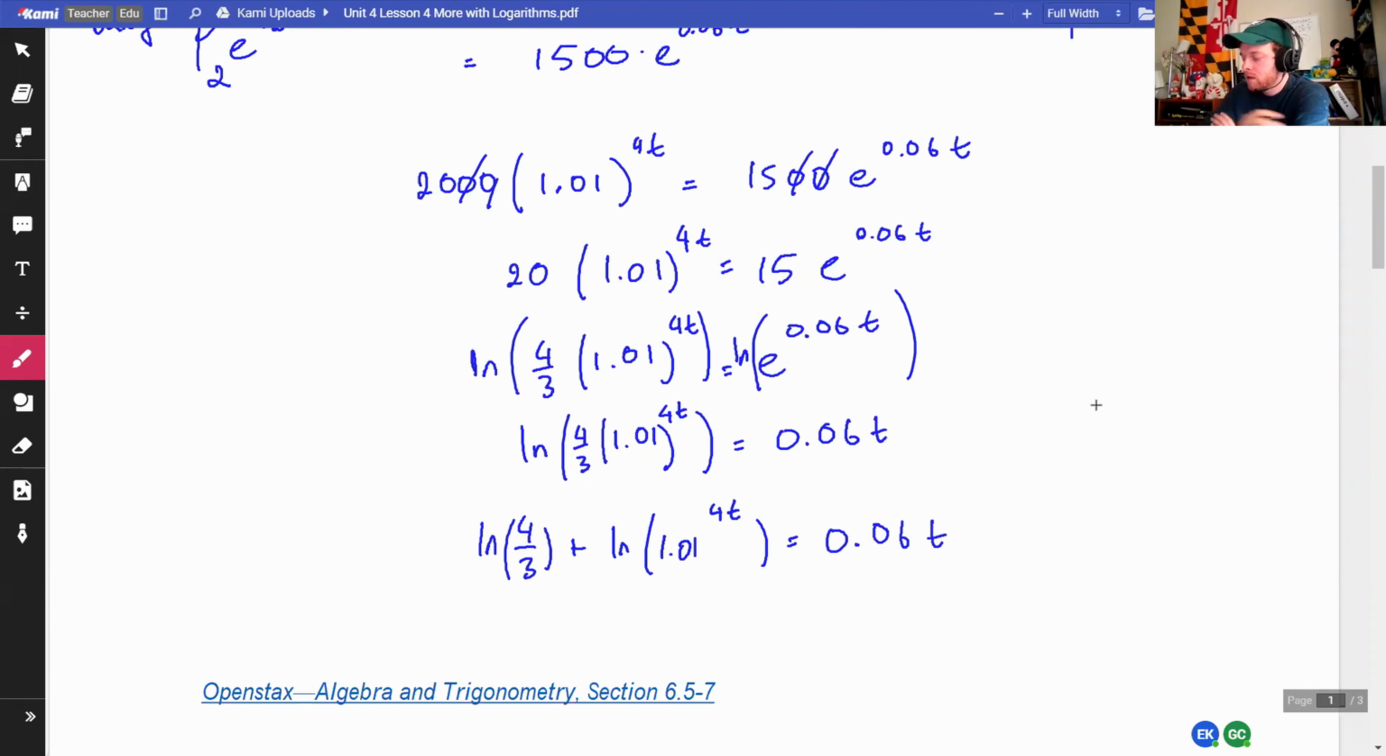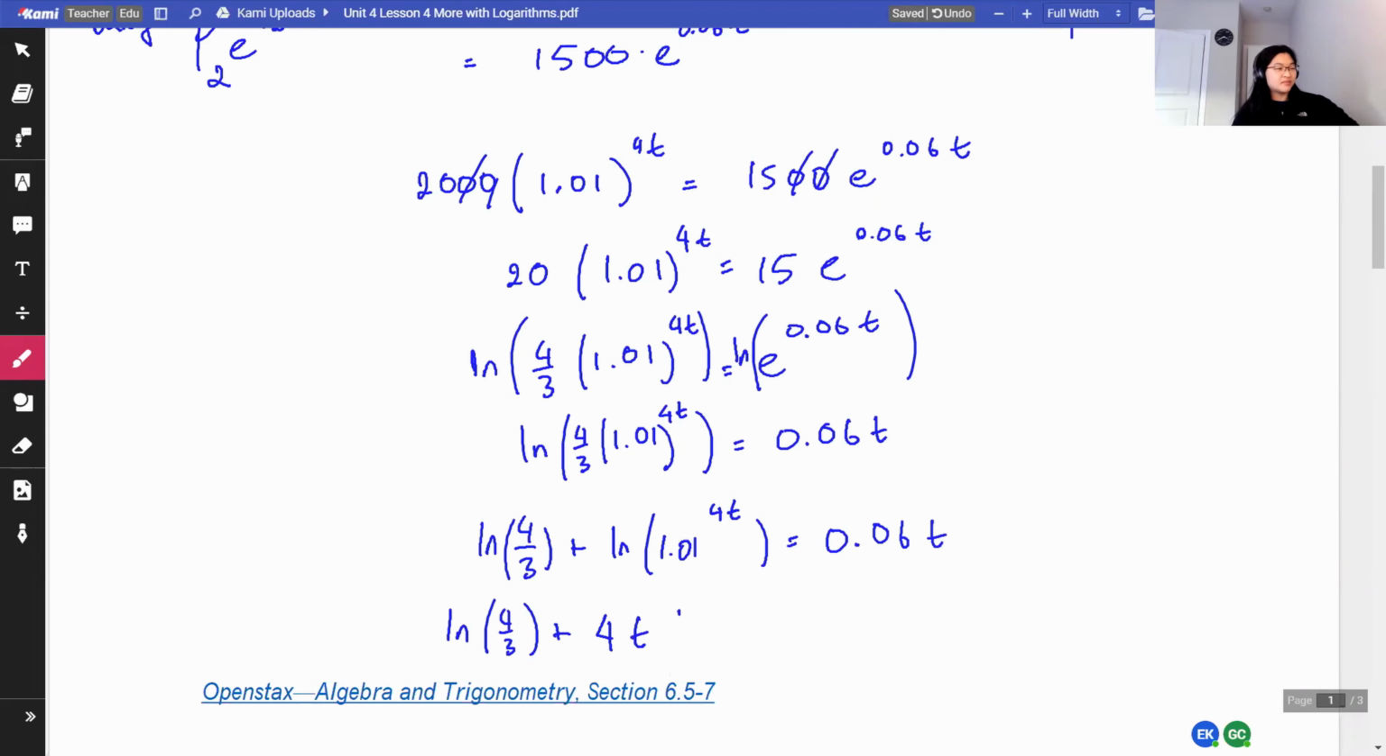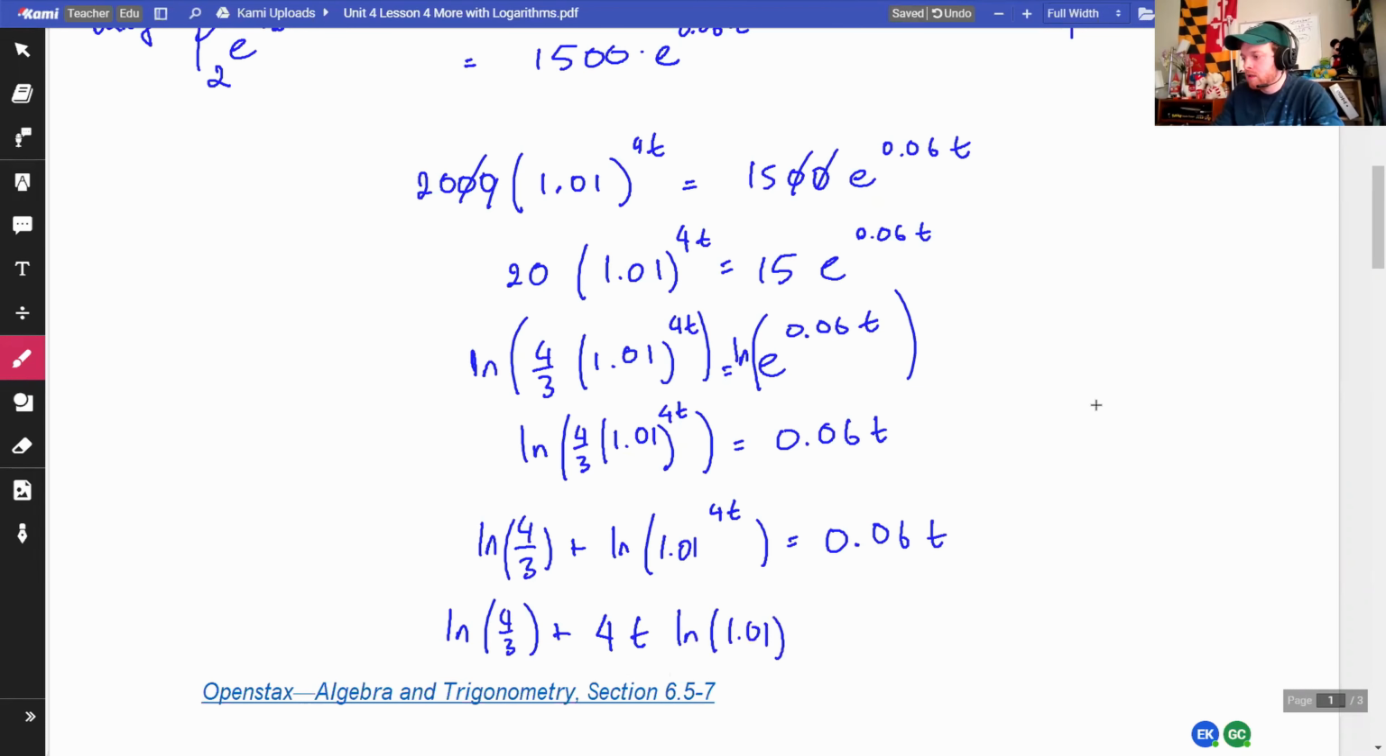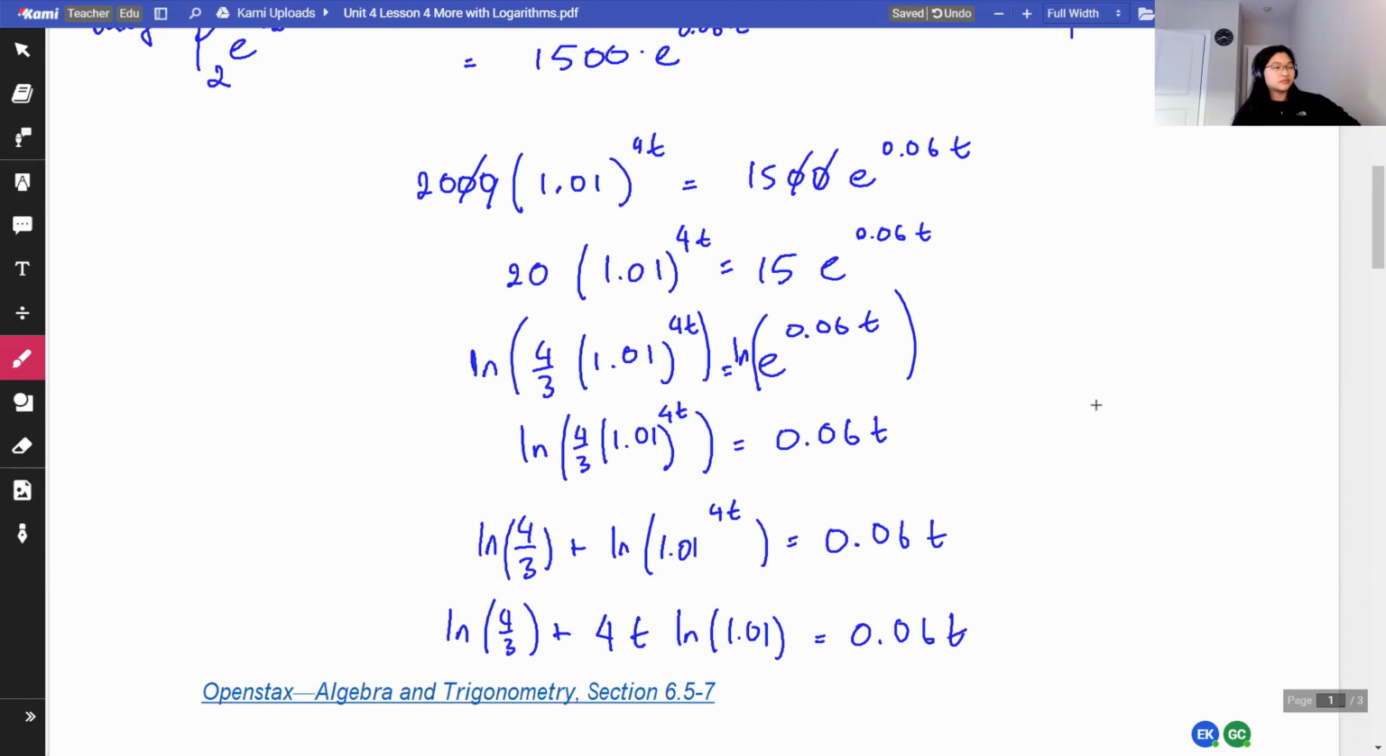All right. Well, now the 4t, that can come out. ln 4/3 plus natural log. Well, let me bring the 4t down to the front, because you like doing t ln 1.01. Boom. And we actually kind of have like a number sandwich right here, right? 4t ln 1.01. Because 4 is a number. The natural log of 1.01 is a number. And t is like in between it. Number sandwich. Yeah. So now we just combine like terms, right?